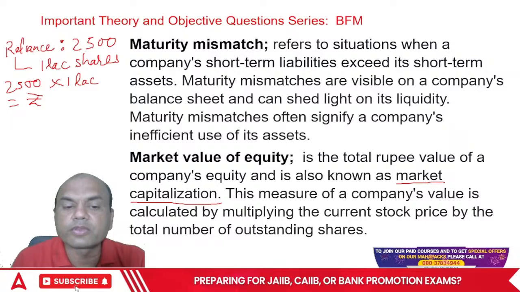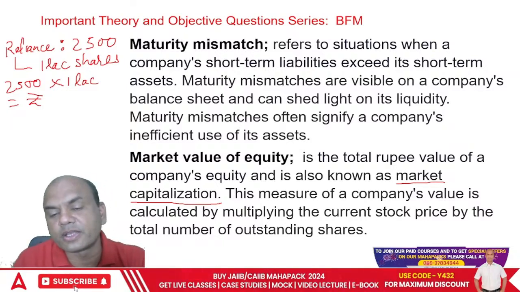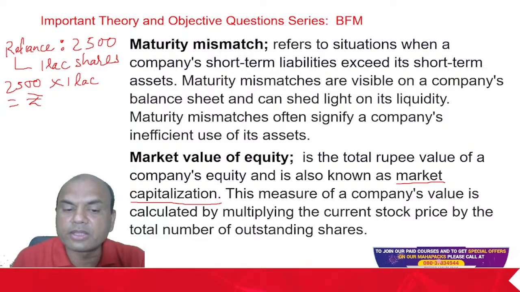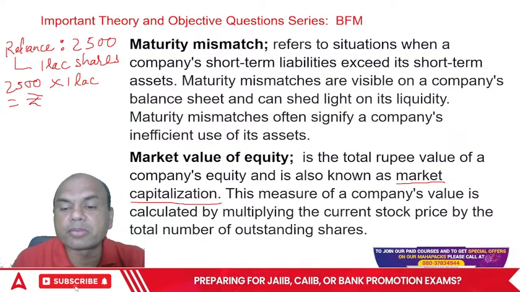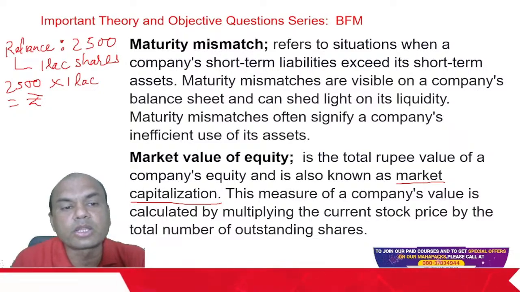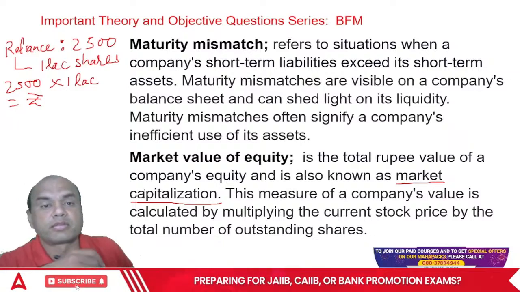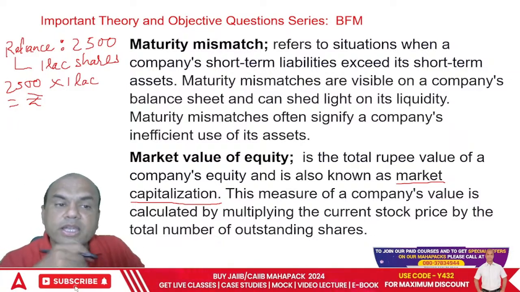Total rupee value of the company's equity. The measure of a company's value is calculated by multiplying the current stock price by the total number of outstanding shares. See this, we have done the same thing. Current market price into total number of outstanding shares. How many shares have been issued in the market? That is known as outstanding shares.